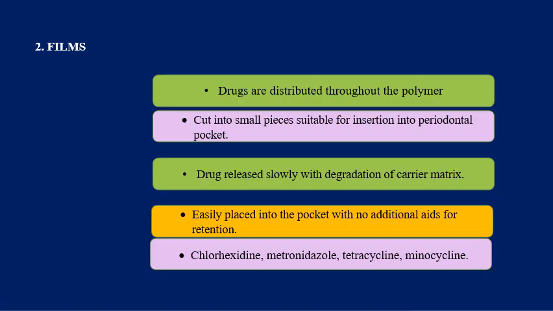Films: the drugs are distributed throughout the polymer. They are cut into small pieces suitable for insertion into the periodontal pocket, and the drug is released slowly with degradation of the carrier matrix. They are easily inserted into the pocket with no additional aids for retention. Examples include chlorhexidine, metronidazole, tetracycline, and minocycline.